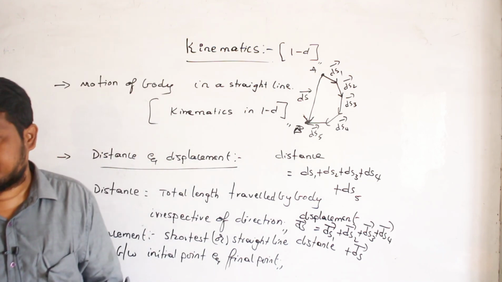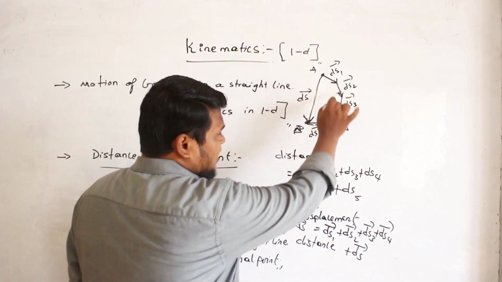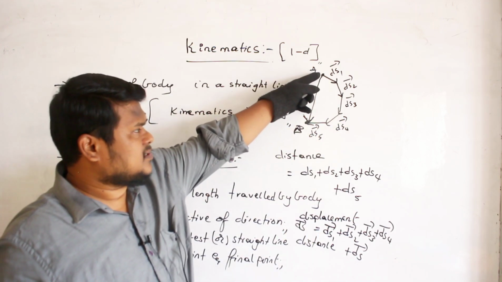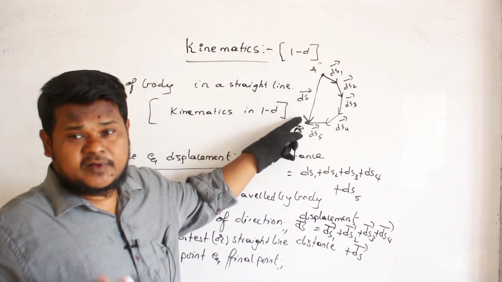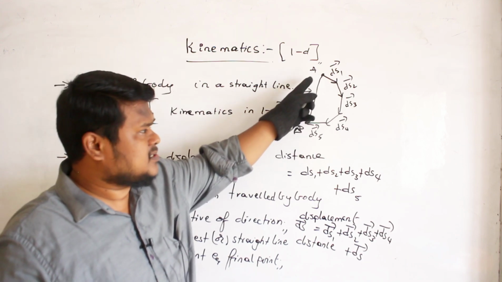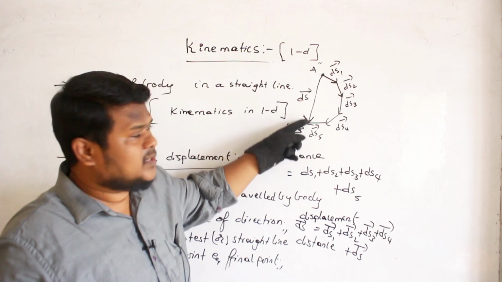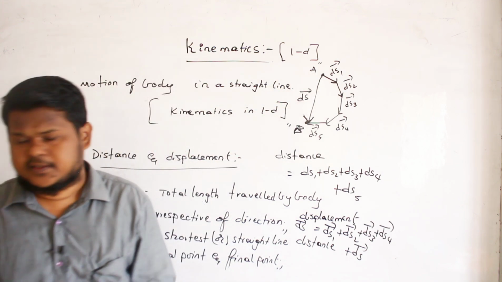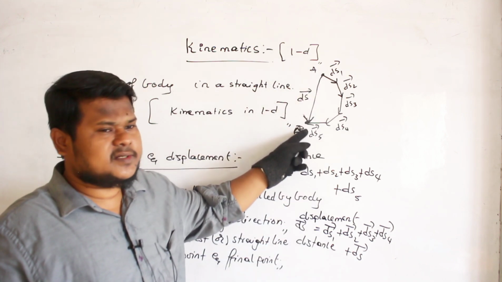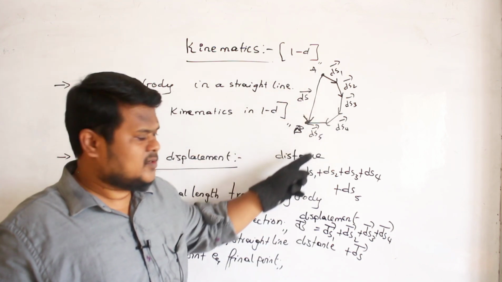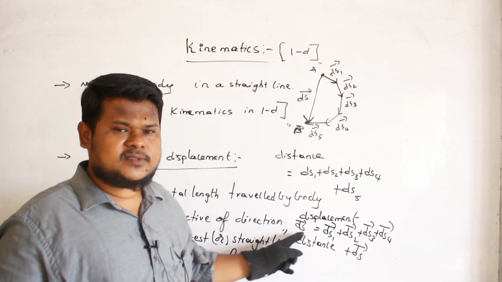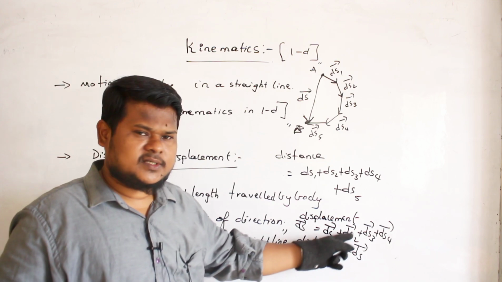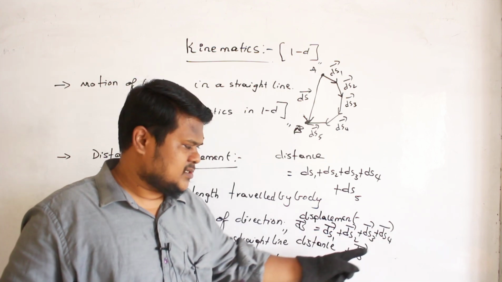Are you able to understand? If you just add the magnitudes of all of them, it will become distance. But if you take the vector sum of all of them, then it will become displacement. In distance, we count all this distance. But in displacement, we take the straight line distance between the first point and the final point. That straight line distance is nothing but the resultant of all these vectors. So how to take the resultant of all these vectors? This is how I take it. ds dash is equal to ds1 dash plus ds2 dash plus ds3 dash plus ds4 dash plus ds5 dash.